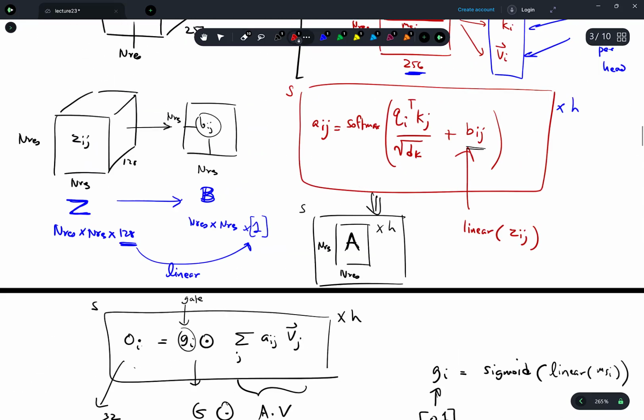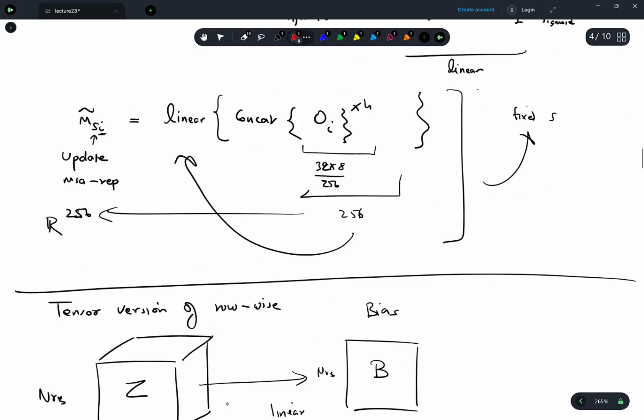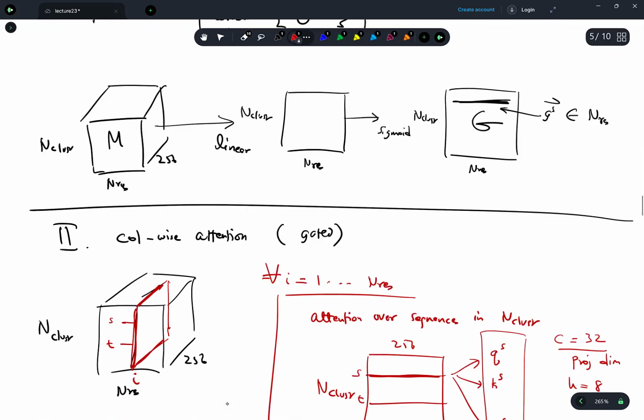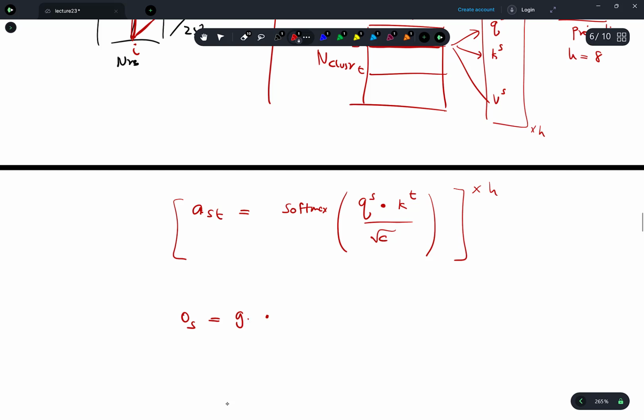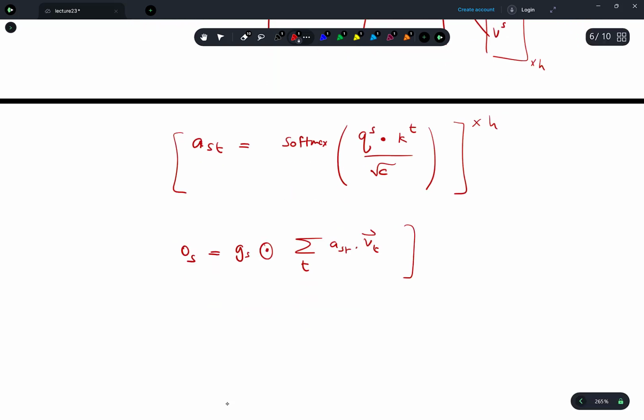Oh yeah, so it makes sense, of course. GS, element-wise, and this is going to be the sum over all T, A_ST, V_T. And this is, of course, happening over the heads. And then finally, you get your updated MSA, which is basically going to be a linear of the concat of O of S over H. So it's exactly the same.